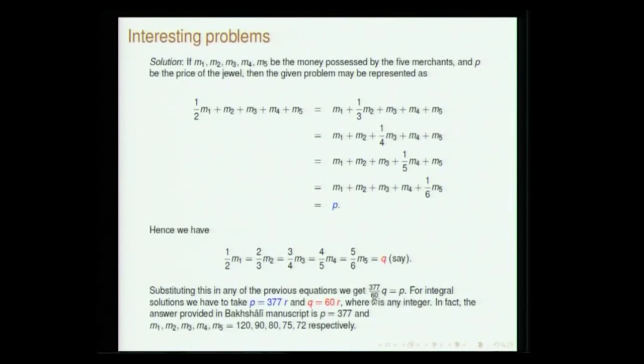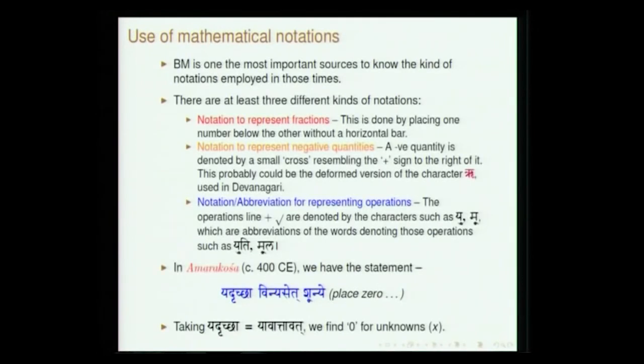So 377/60 q should be equal to p. So this is what one gets, and one can write it as 377 r, q is equal to 60 r, where r is any integer. Bakhshali actually gives the value p is equal to 377 and q is equal to 60. Of course, any multiple is also valid, and so this is one of the typical problems which can be found in the Bakhshali manuscript.